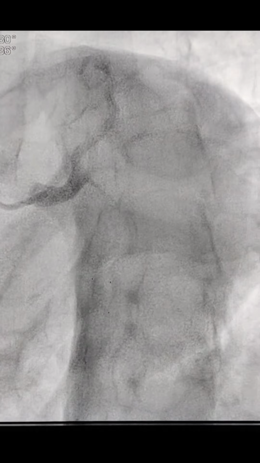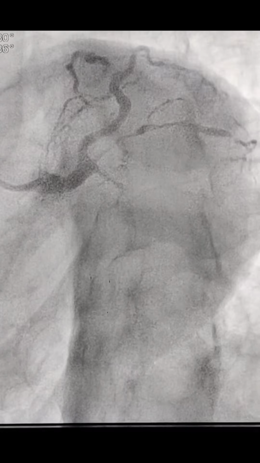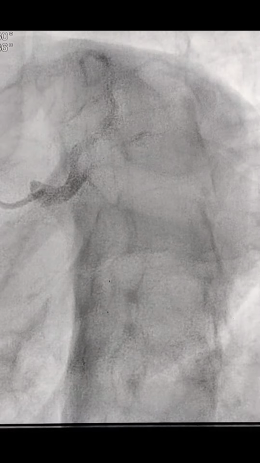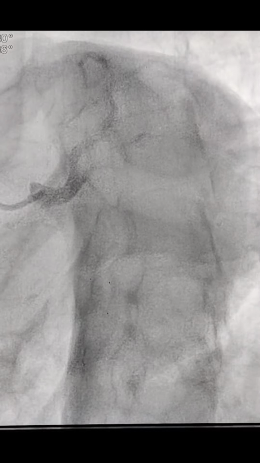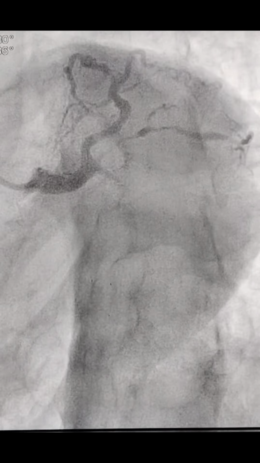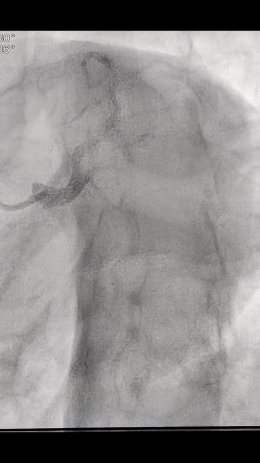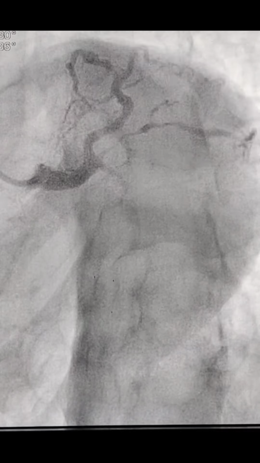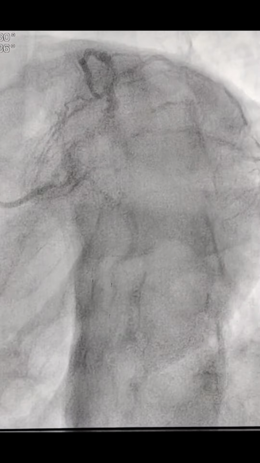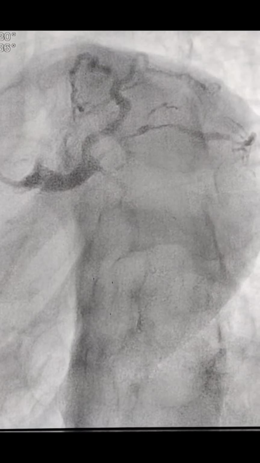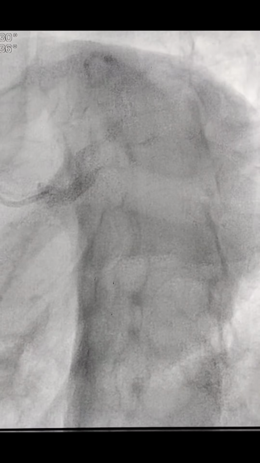He presented with sort of atypical pain. So I did the TMT and echo, and it was normal. ECG was absolutely normal. There was nothing. So I sent this patient home and put him on the routine medications, and then after 3 days he came back with typical anginal pain, and then I did the angio, and this is the picture.